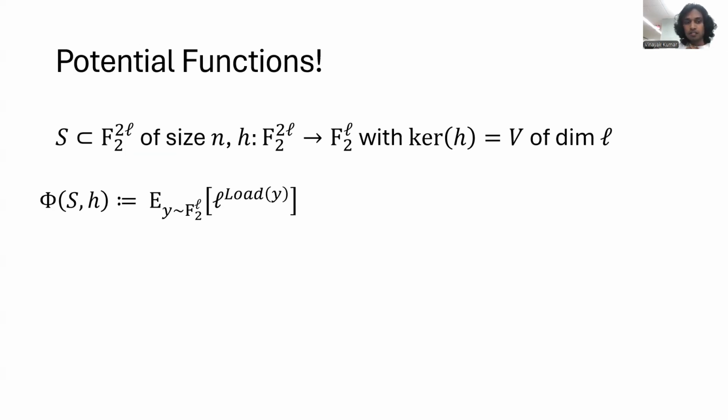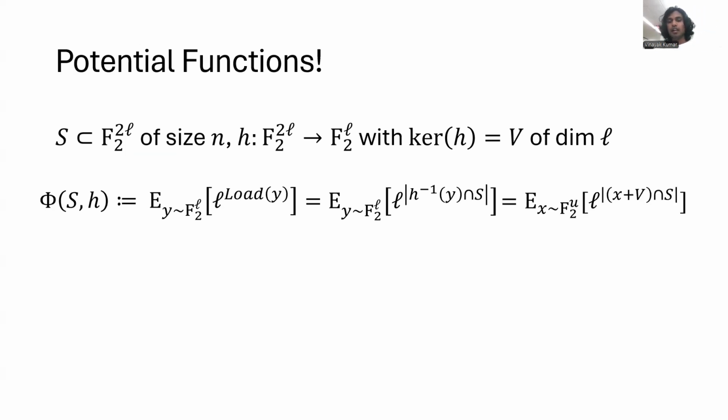So, of course, the load of y is just the preimage of y intersected with S, so we can write it as follows. And then, using the subspace shift, using the kernel definition, we can also write it as the average over all shifts of L of the intersection of S and the shift, right? So picking a random preimage is the same as picking a random shift of my kernel, is what I'm saying. And so thus we have this expression as well.